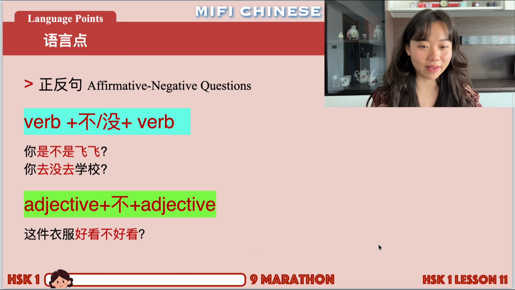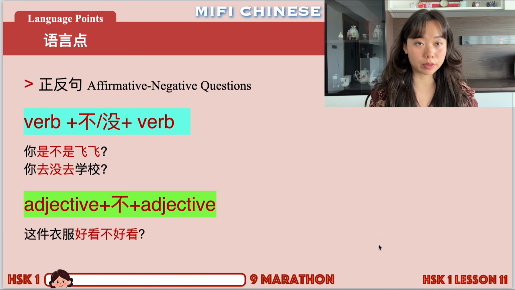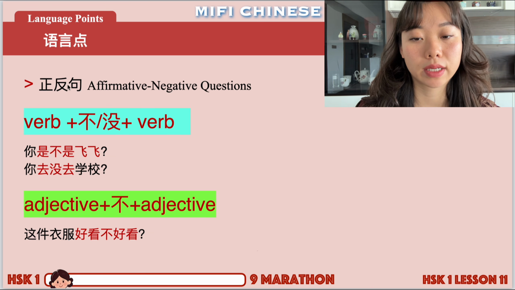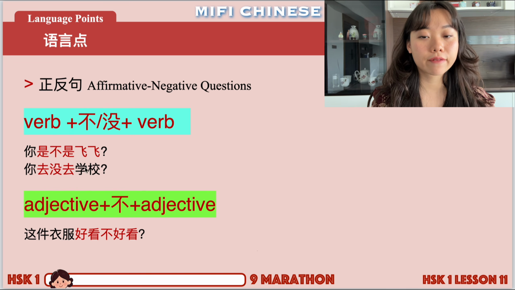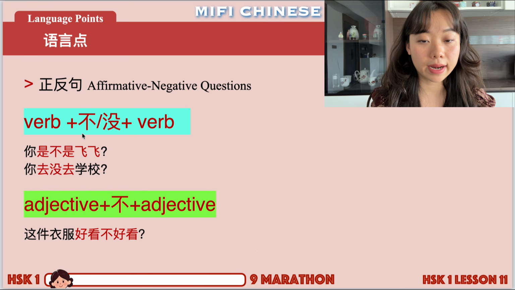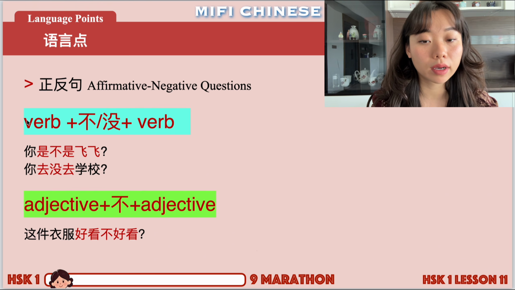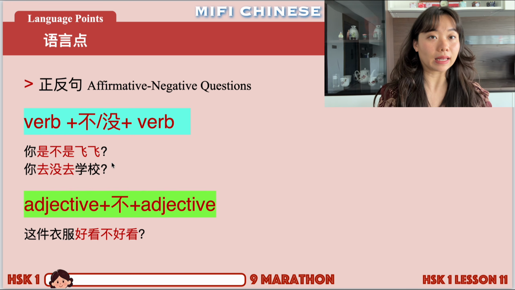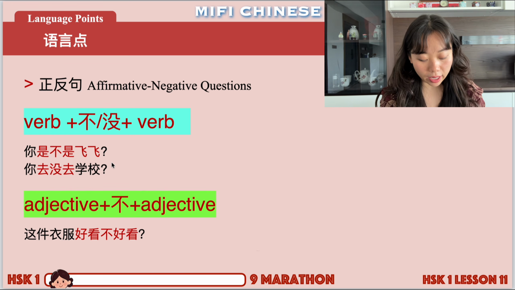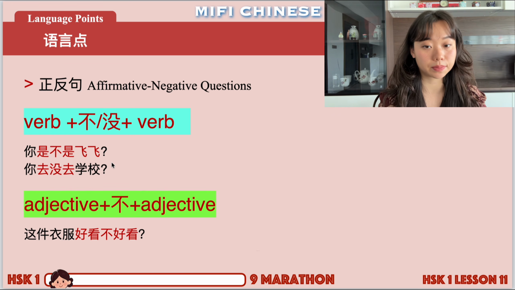So, first of all, let's look at the structure. Scenario 1: first you put a verb, and then you put 不 or 没, and then you put the same verb here. Here is the same verb as before. So, for example, 你是不是菲菲? Can you guess the meaning of this sentence?